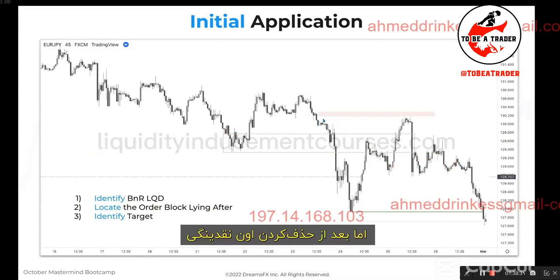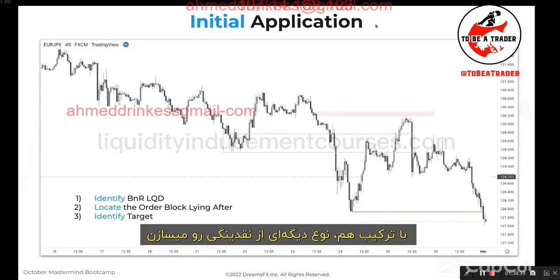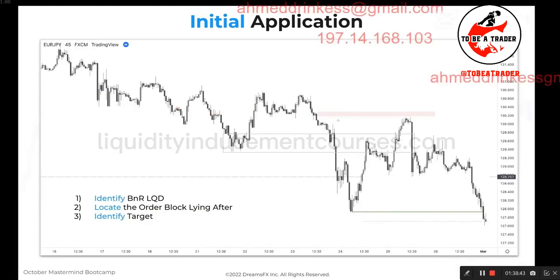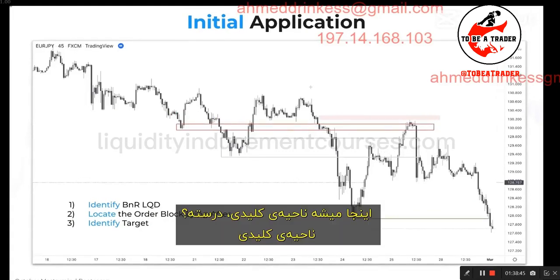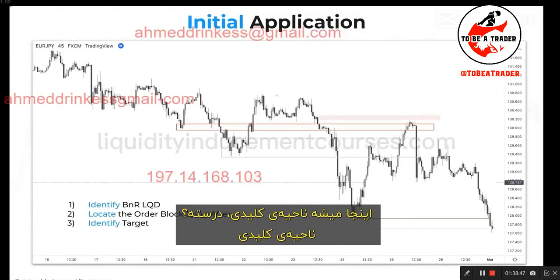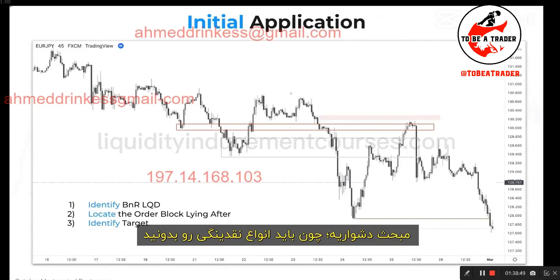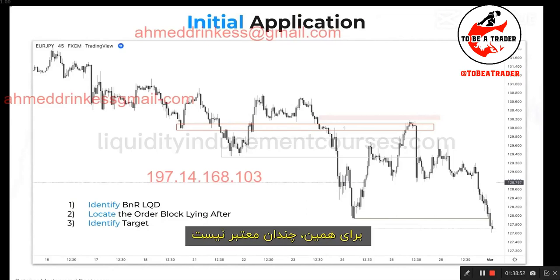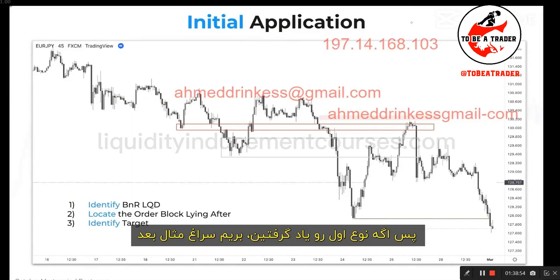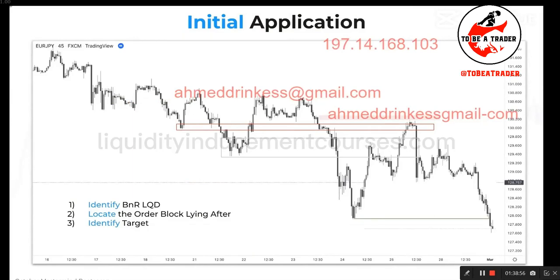But after it took out that liquidity, all these relative equal highs over here, more importantly, combining another type of liquidity, think about it. Key zone, right? It's difficult because you have to be mindful of all of these types of liquidity. That's why it's really not that valid. So that's type 1, if you understand it, and we're going to go to the next example.